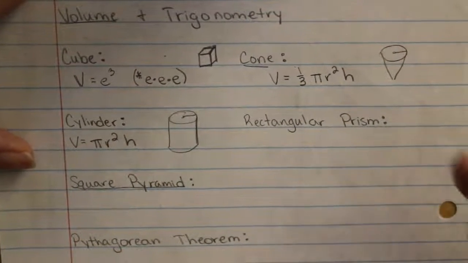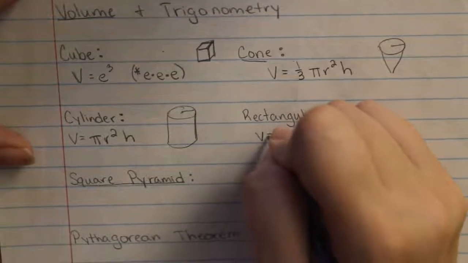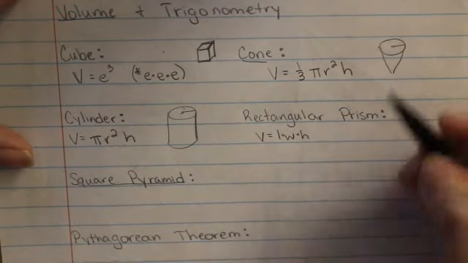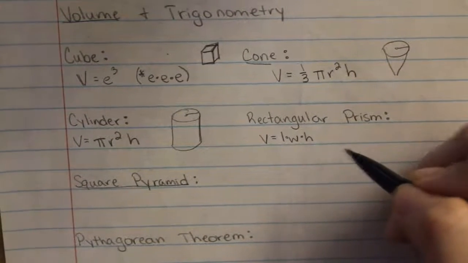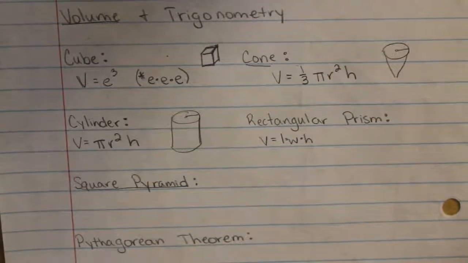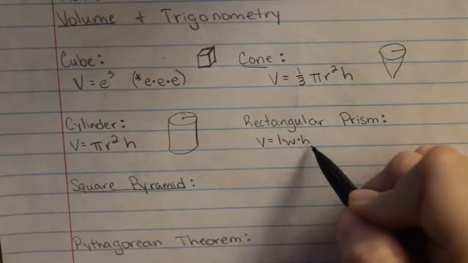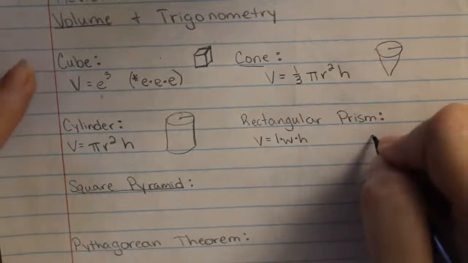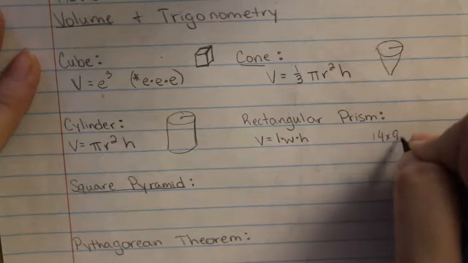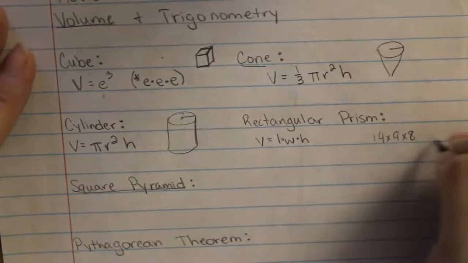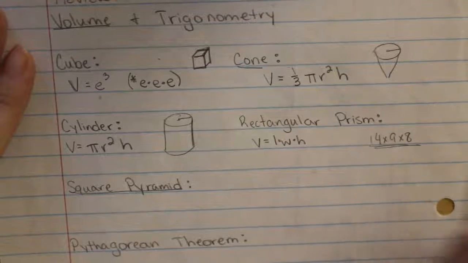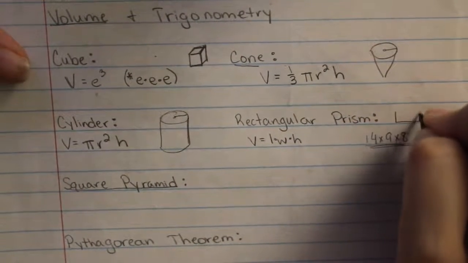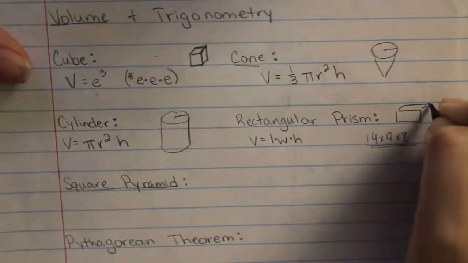And then volume of a rectangular prism is length times width times height. Now, when you're doing these problems, if it gives you height first, feel free to multiply height times width first. Just make sure that they're all being multiplied together. So if it gives you something that looks like 14 by 9 by 8, just multiply them all together. It tells you right there what to do. So multiply them all together. And these are ones that look like the 3D rectangles.